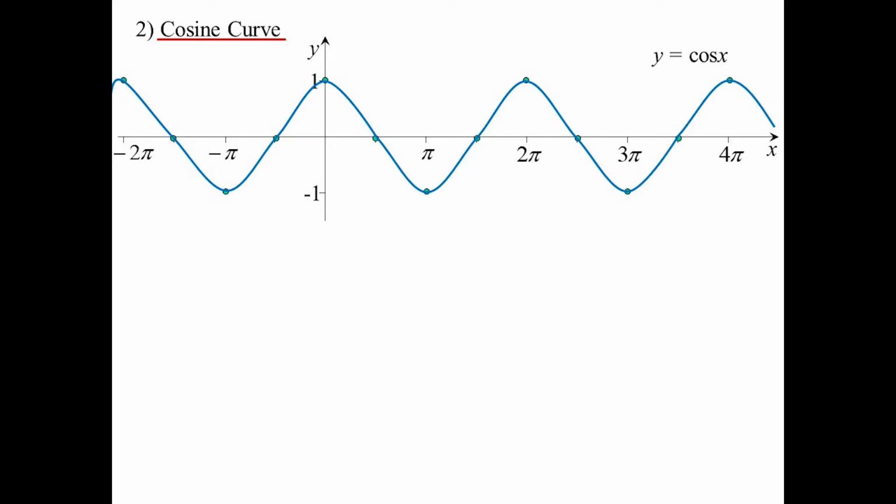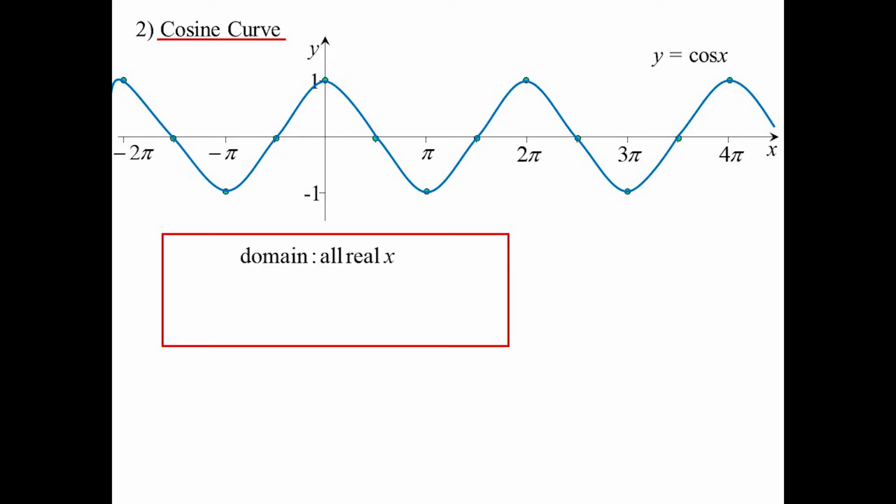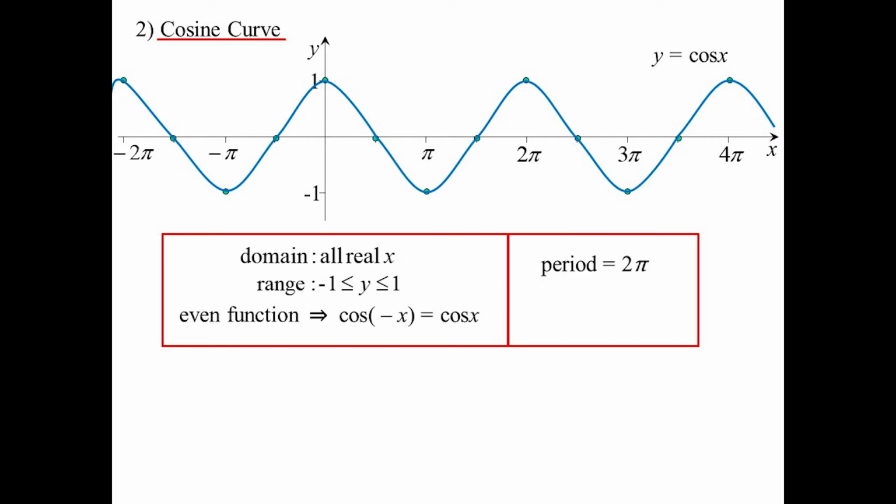And basically, it's the same curve, if you think about it. It's just that I've shifted it. So we'll see the same sort of things. The domain is all real x. The range is in between -1 and 1. But in this case, it's an even function. It's got reflectional symmetry. So we know then that the cosine of negative x would be equal to the cosine of x. Its period's also 2 pi, its amplitude is 1.